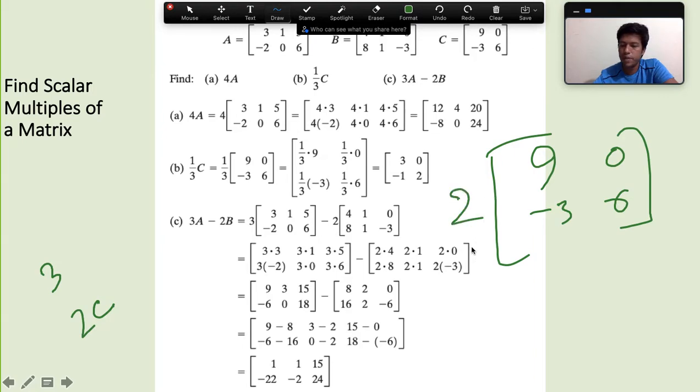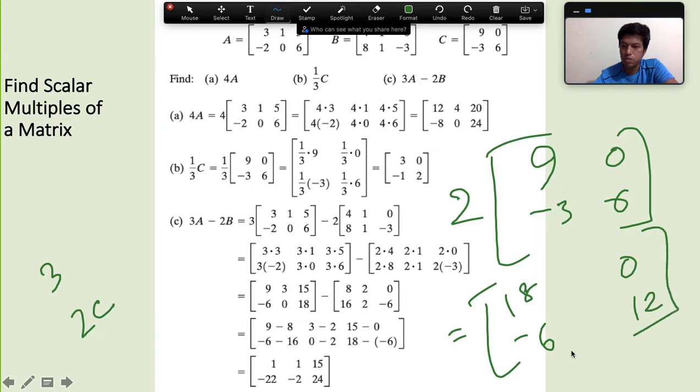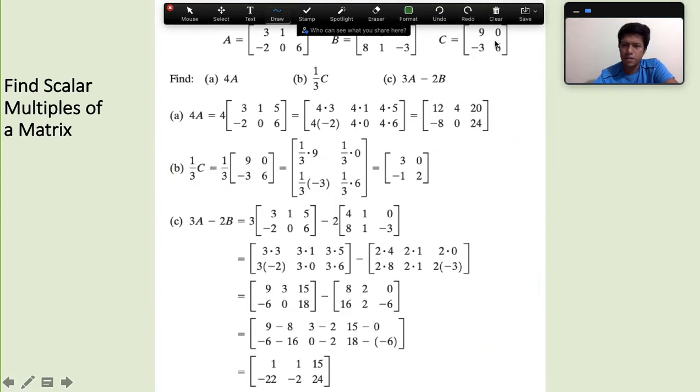That means you multiply it by 2. When you multiply, all of them will be multiplied by the 2. So 2 into 9 means 18, 0 into 2 means 0, minus 3 into 2 means minus 6, 6 into 2 means 12. So we have this. Okay. Then if we have like this matrix 1/3 of this, then you will have to multiply by 1/3. And that's also simple.